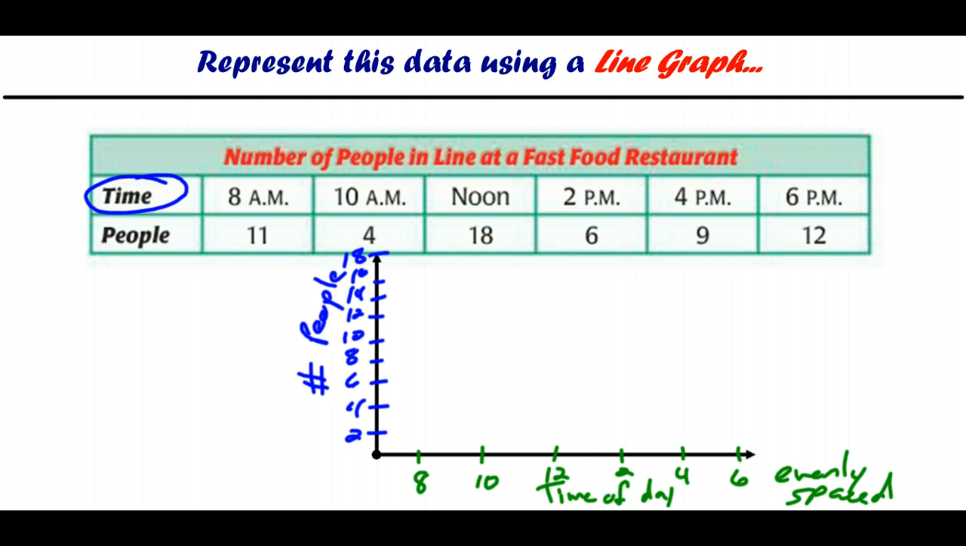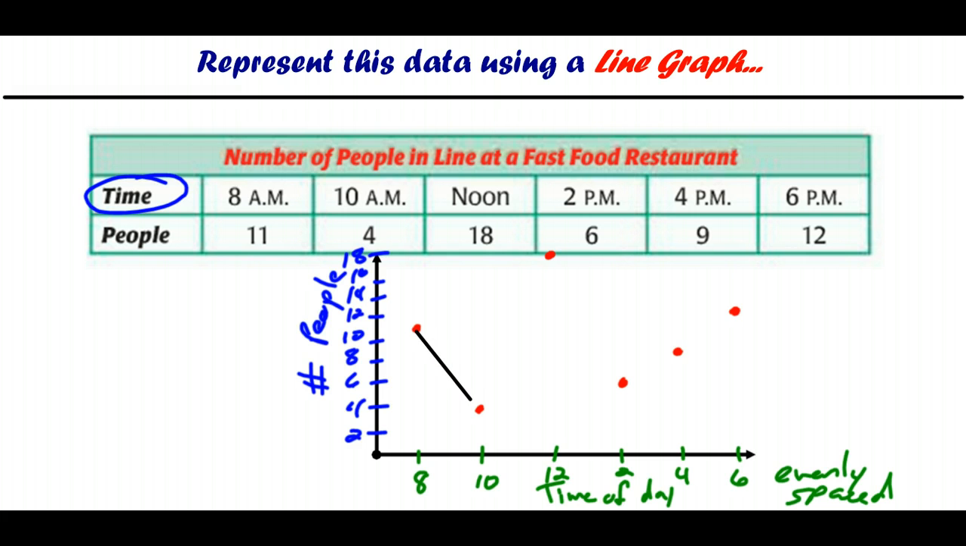At 8 o'clock, there were 11 people in line. At 10 o'clock, there were 4 people. At noon, there were 18. At 2, there were 6. At 4, there were 9. And at 6, there were 12. And so now we want to create, as straight as possible, some lines between these to connect them.